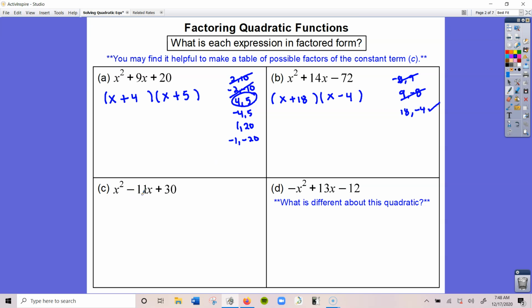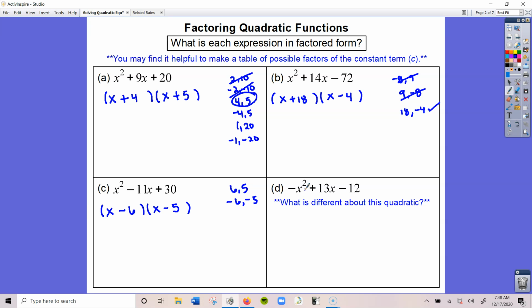For x squared minus 11x plus 30, we would open our two parentheses, x and x. Two numbers that multiply to give me 30 are 6 and 5. But if I add 6 and 5, it gives me a positive 11. So we're close. That just means that it would have to be negative 6 and negative 5, because this would still multiply to give me a positive 30, but add to give me that negative 11. So my factors would be x minus 6 and x minus 5.